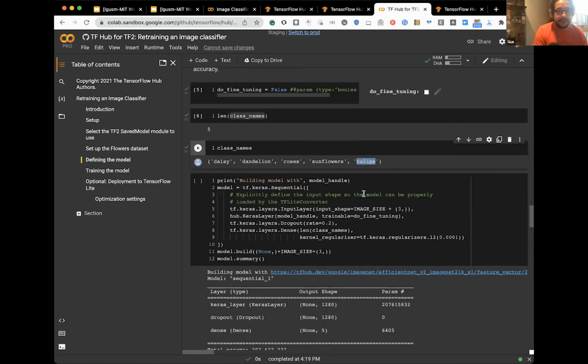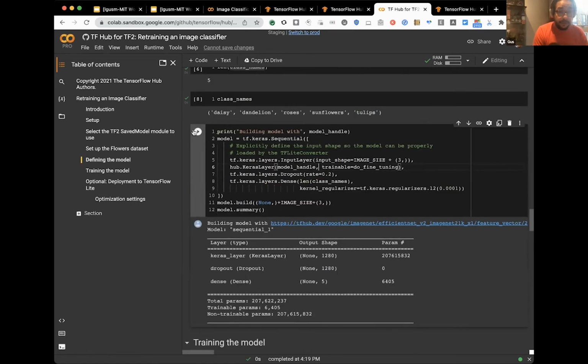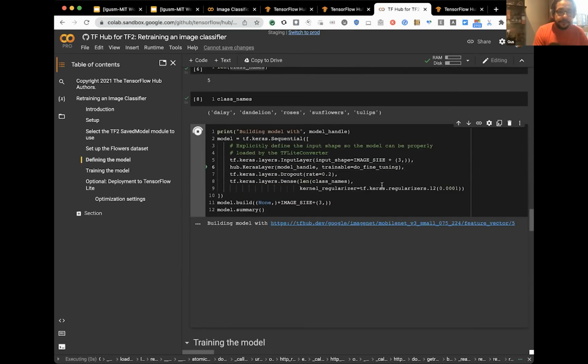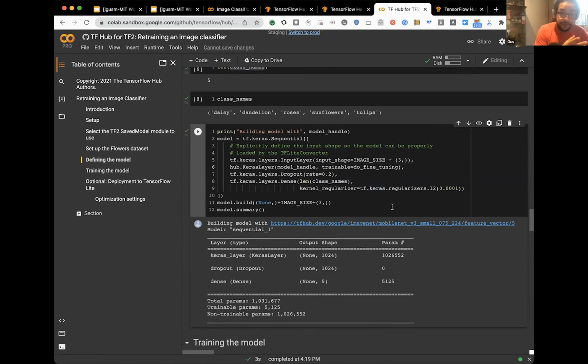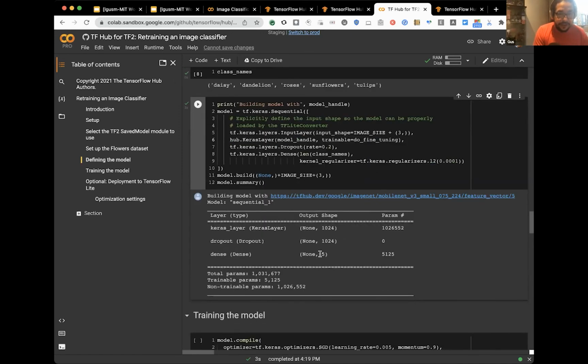Very basic data set. And now we are going to create our model. Boom. We created our model using MobileNet v3 as the feature vector, and we've added 2 layers here. As you can see, the final layer output is 5 neurons.